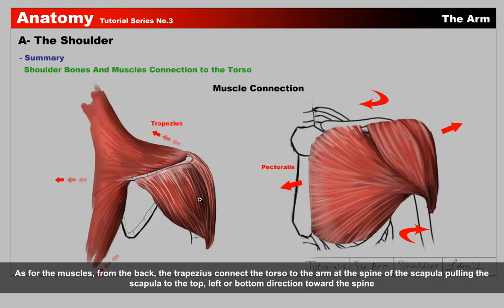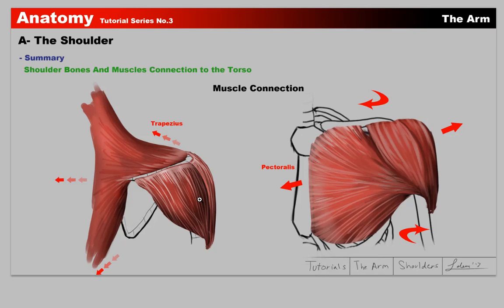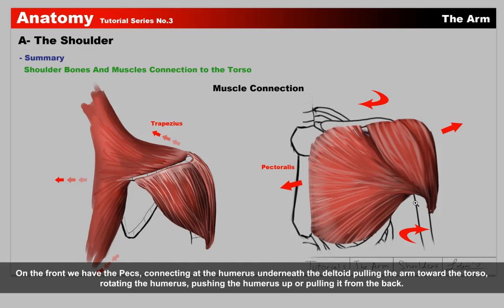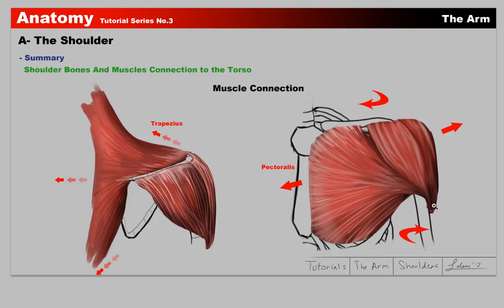On the front we have the pectoralis major muscle. The connection is at the clavicle and the sternum and connects behind the deltoid on the humerus. It pulls the arm toward the torso. It assists with the rotation of the humerus, pushing the humerus up and down or pulling it back. So this is the muscle connection between the arm and the torso.